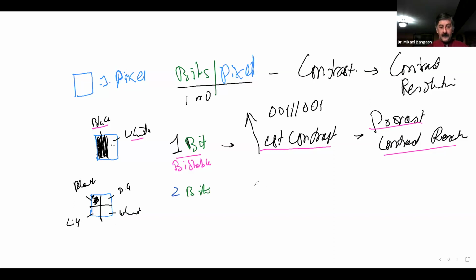Where we then can say, if we compare black to dark gray, dark gray to light gray, and light gray to white, we will have a lower contrast, which mainly gives us a good contrast resolution.